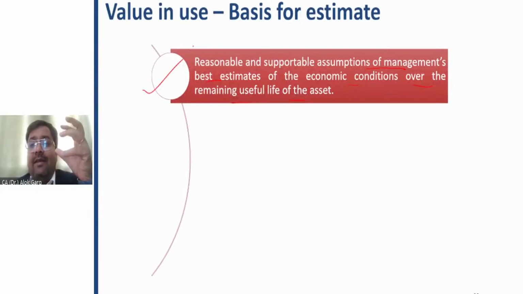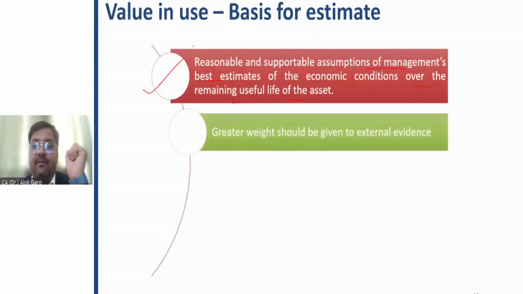normally they take the life of a telecom tower as 20 years, right? And their best estimation is also due to industry precedent and past experience. They are aware that the tower life is close to 20-25 years. They will be able to generate the revenue from the towers for the next 20 years. So there is a reasonable and supportable assumption of the management for the remaining useful life of the asset.